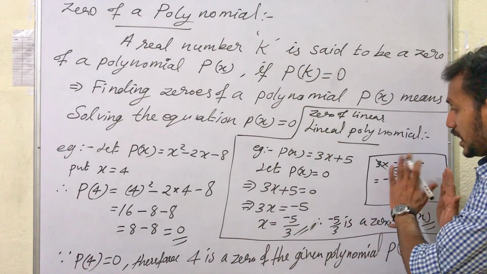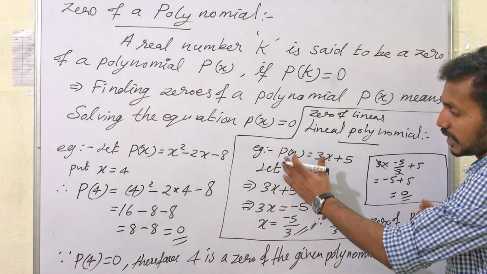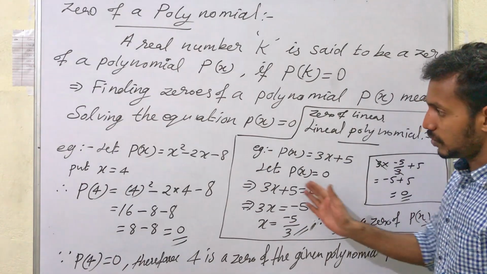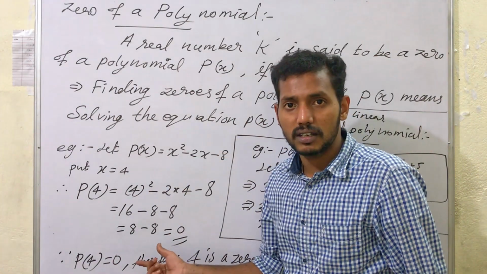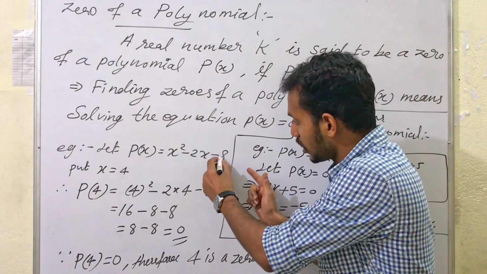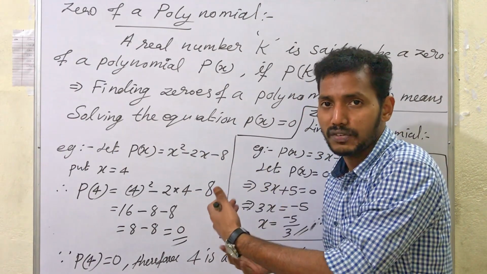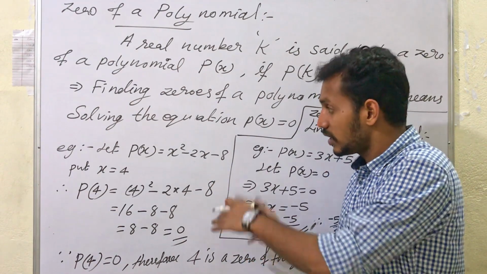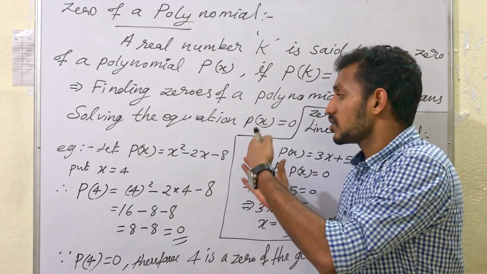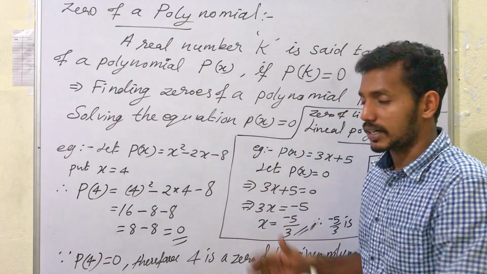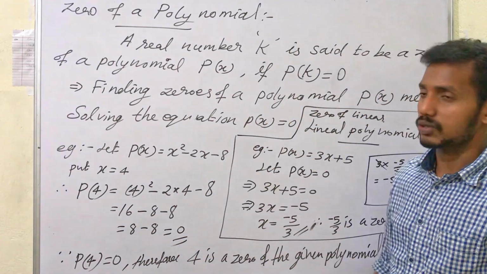But in case of a linear polynomial, there is no need to solve like this. You can directly put it equal to 0 and find the 0 of the polynomial. But in case of a quadratic polynomial, if you put it equal to 0, we will get another kind of equation. It is not a linear equation, so it is a little difficult to solve. So we will discuss the method to find the 0 of a quadratic polynomial by factorization and the factor theorem. I will discuss that in the next video.